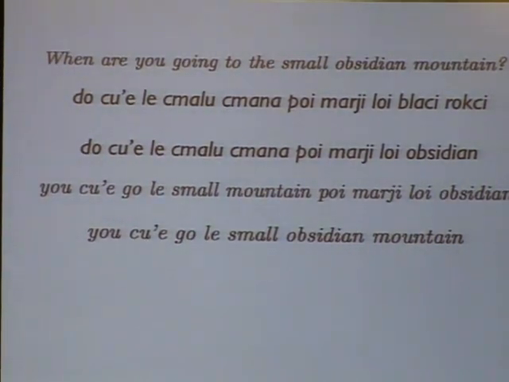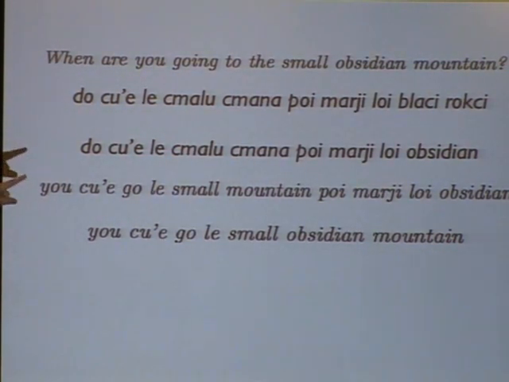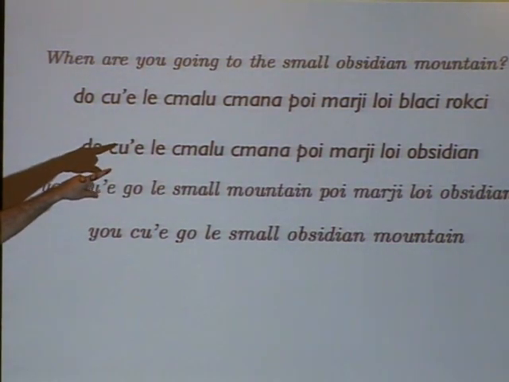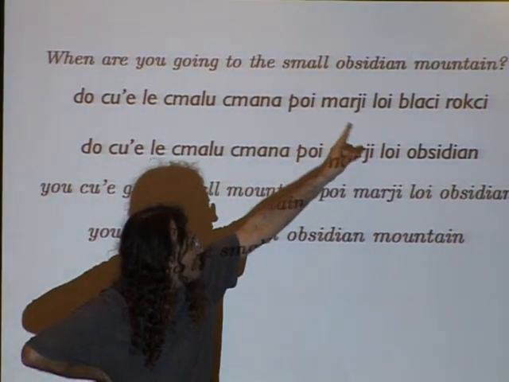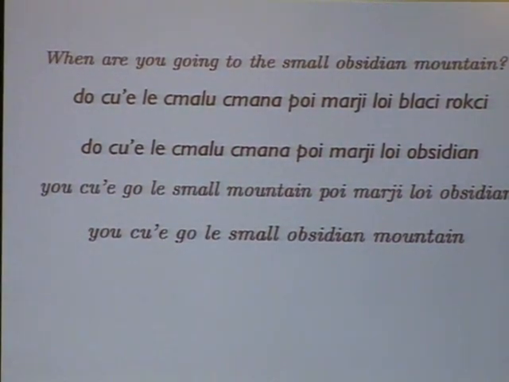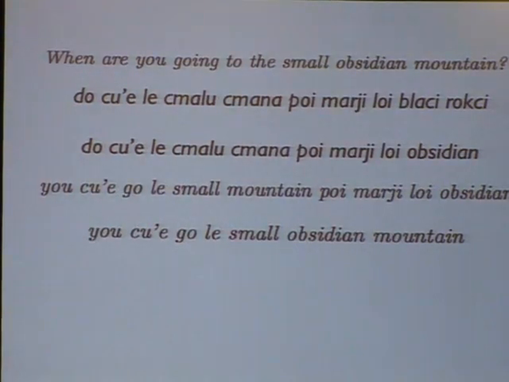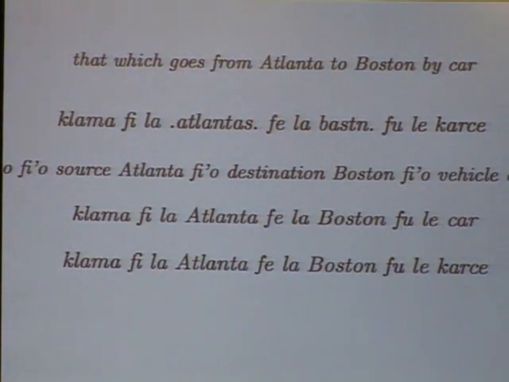So for example, we're going to say, when you're going to the small obsidian mountain. So this is: do cuhe le cmalu cmana poi marji lo glaxi rokci. This is: you, when, the small mountain, which is made of ice rock. No, that's made of glass rock. Sorry, it's glass rock. So that's sort of okay. You could guess obsidian is glass rock, but that's kind of a hack. And if you just stick the English word in there, it doesn't particularly break anything either.